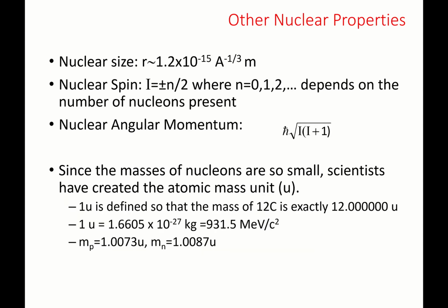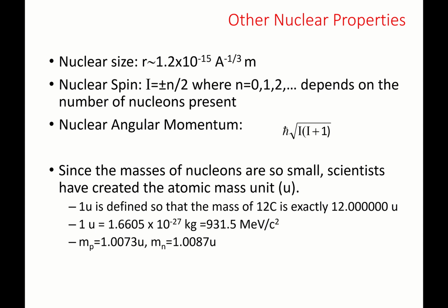So what are some other things you need to know about the nucleus? Well, we can estimate the nucleus size. It's about 1.2 femtometers, 10 to the minus 15 meters, times the number of nucleons to the 1/3 power. The nucleus also has a spin, which depends on how many nucleons are present, and an angular momentum, just like the electrons that orbit the nucleus.